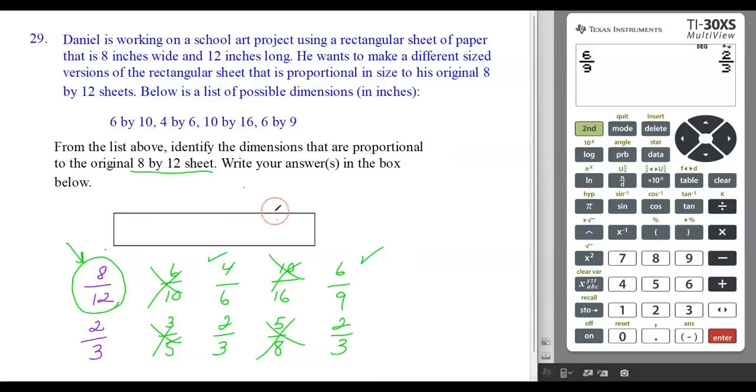This checks. So the ones that are proportional to 8/12 are 4 over 6 and 6 over 9. Because when I reduce 8 over 12 on the calculator, I get 2/3. When I reduce 4 over 6, I get 2/3. And when I reduce 6 over 9, I get 2/3. That's what proportional means. So I would write in the box this one, 4 by 6, and 6 by 9.